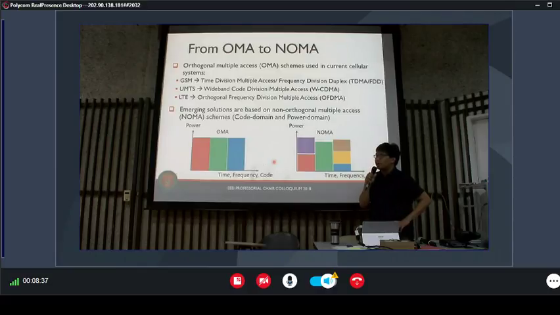The principle behind OMA is that each channel resource is assigned at most one user, so that their transmissions won't interfere with one another. So a depiction of orthogonal multiple access is shown here in the lower left, wherein each color means there are different users. As you can see here, the x-axis is the channel resource. It can be either time, frequency, or code. And the y-axis is the power allocated to that channel resource. As we can see here, for each channel resource, there is only one user, so that they won't interfere with one another.